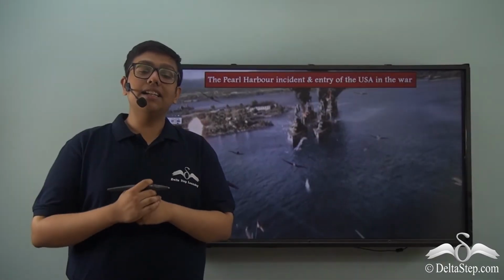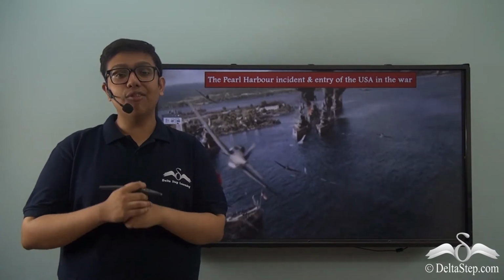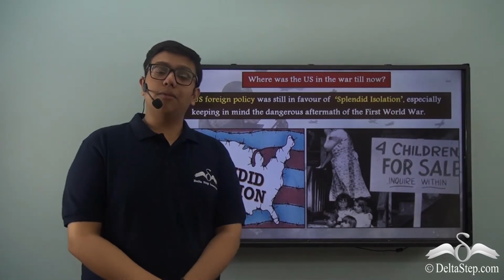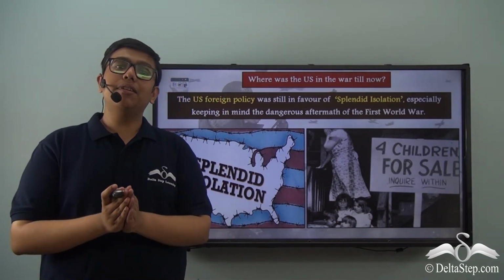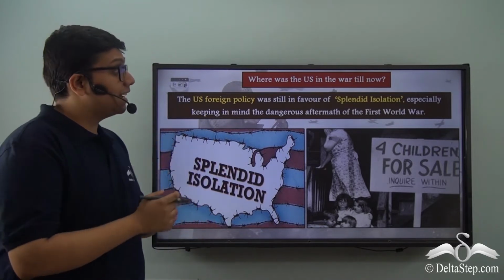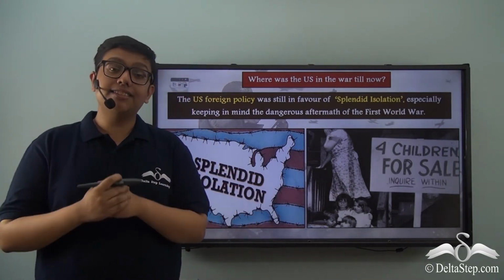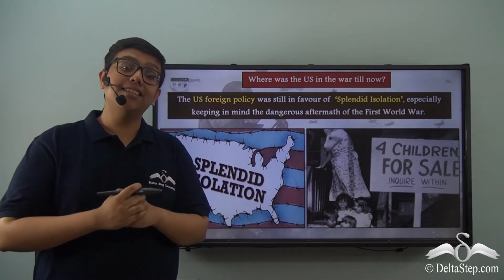Now, the Pearl Harbor incident refers to the Japanese attack on USA in the year 1941. Now, a question immediately comes to our mind. If the Pearl Harbor incident took place in 1941, where was US in the Second World War till that point of time? After all, the Second World War broke out in 1939.